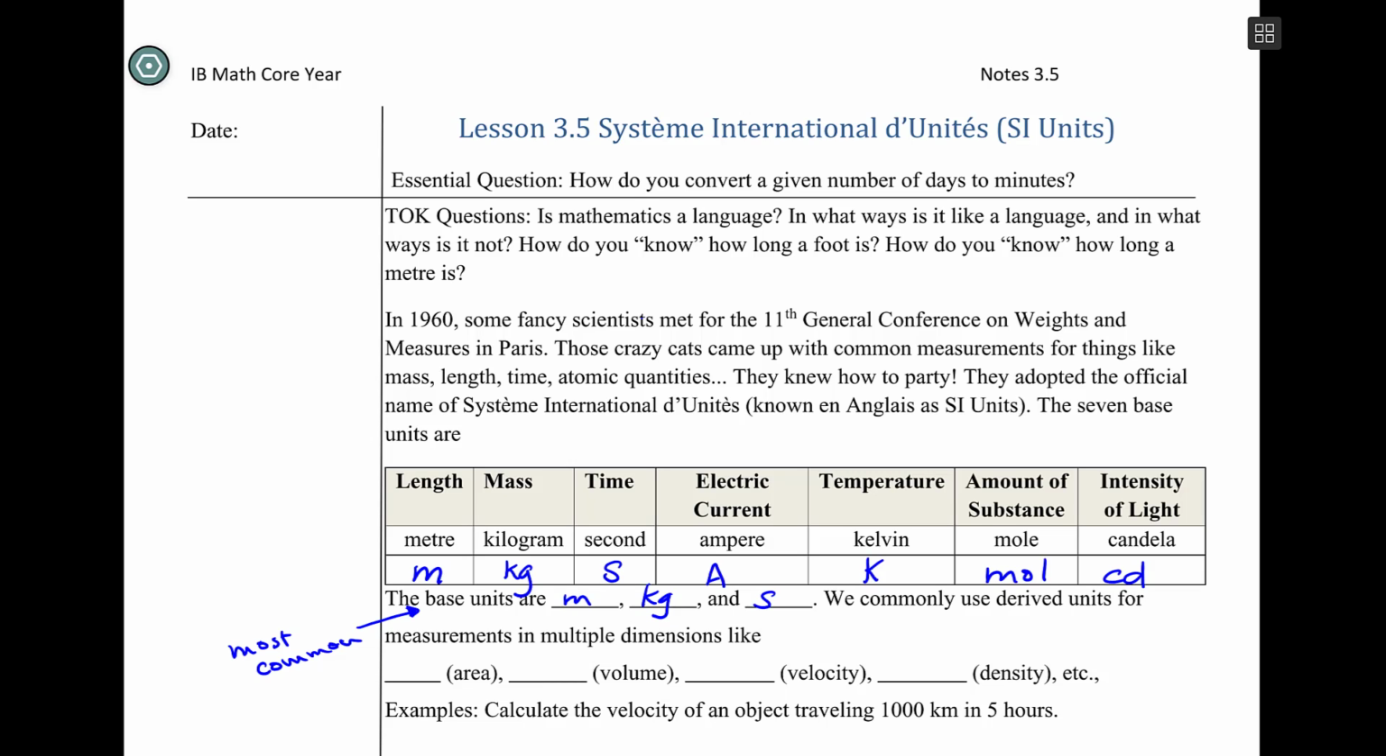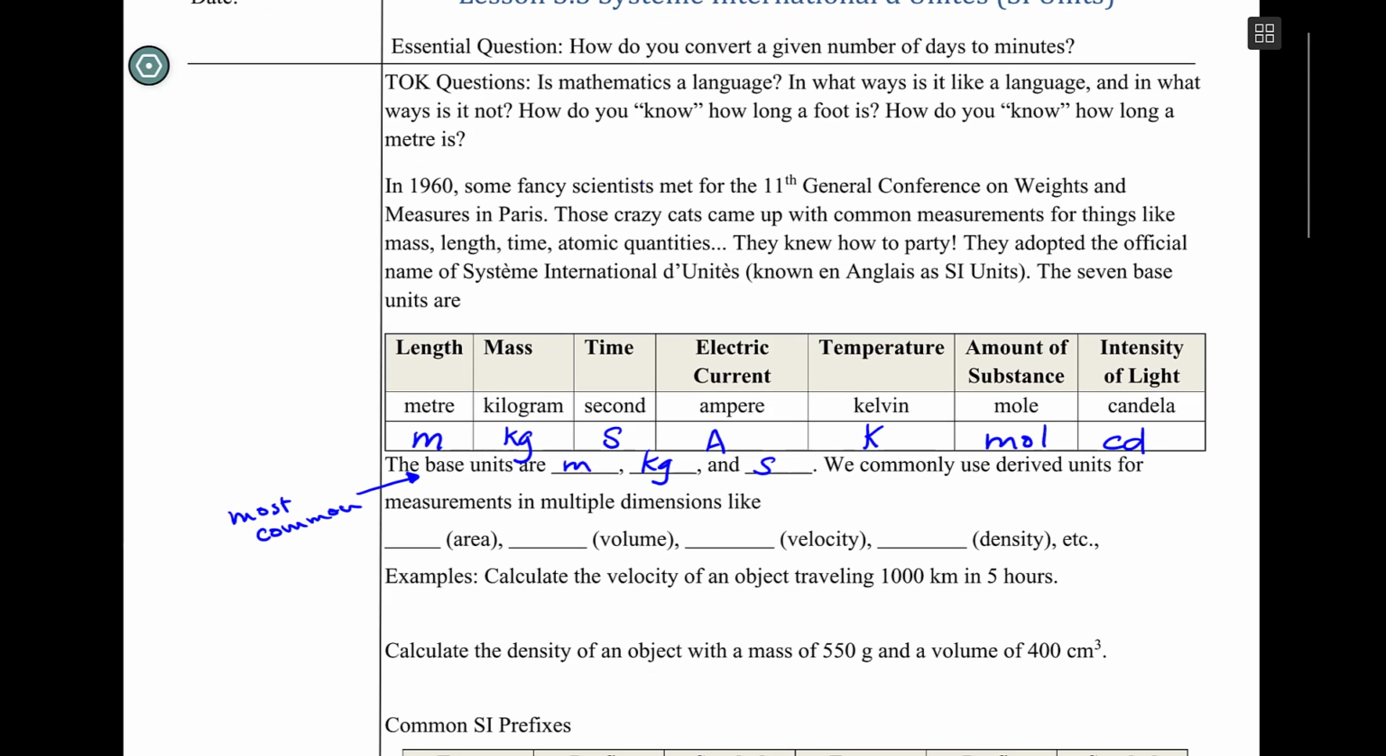Okay. Now, what they also came up with is some commonly derived units, and the most commonly derived units would be units for area, in which we use meters squared. For volume, we use meters cubed. For velocity, we write things a little bit differently, and it would be meters per second, but we write it like this: m s^-1. Okay, and that -1 is an exponent.